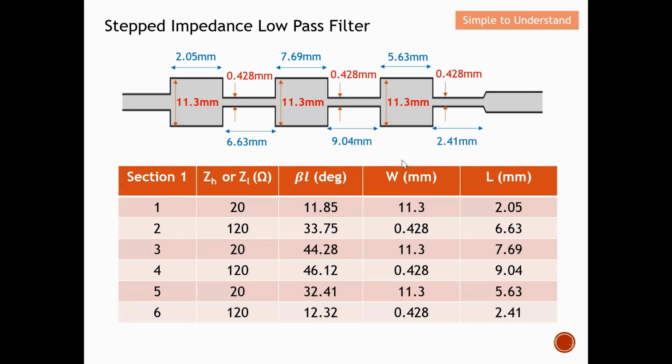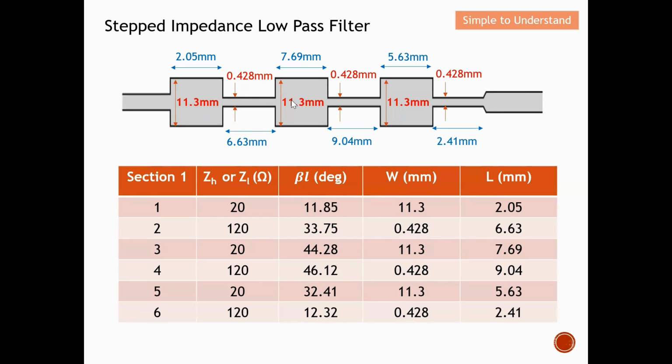Once we have obtained the width and also the length of a microstrip line, we can start to design the step impedance low pass filter. So this will be under section 1. You can see that the width is actually 11.3 and the length is actually 2.05. This will be under section 2. Therefore the width is actually 0.428 and the length is actually 6.63 millimeter.